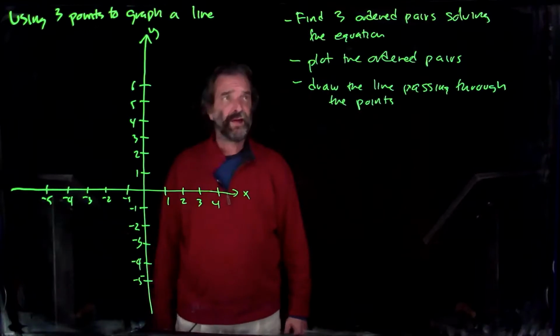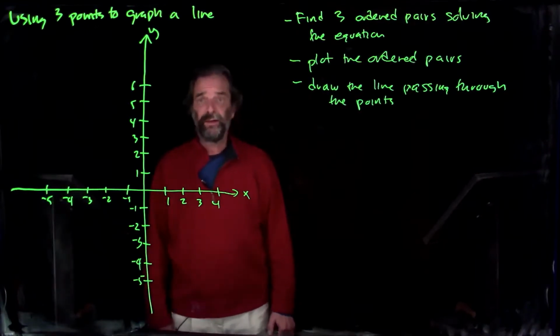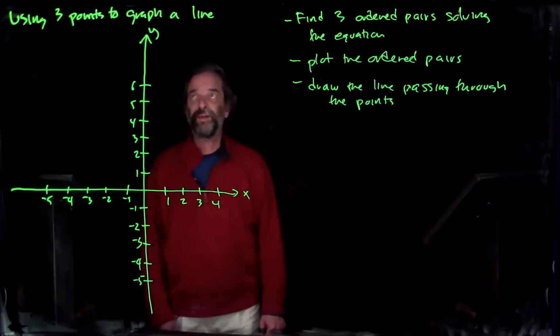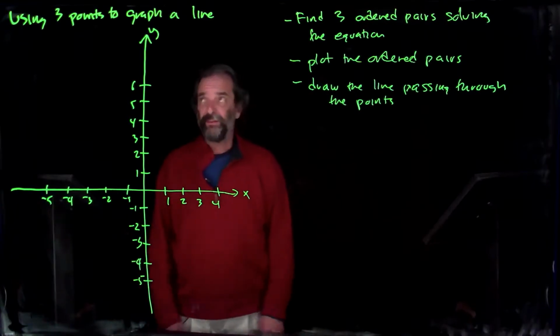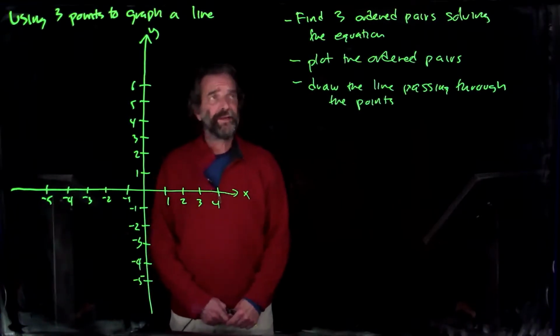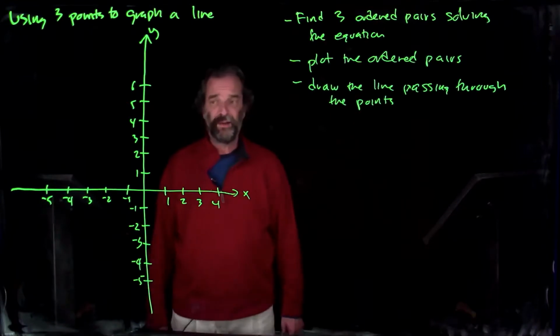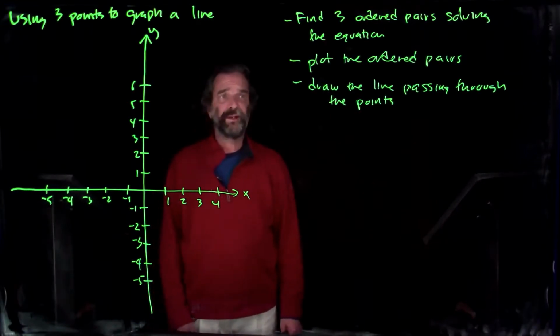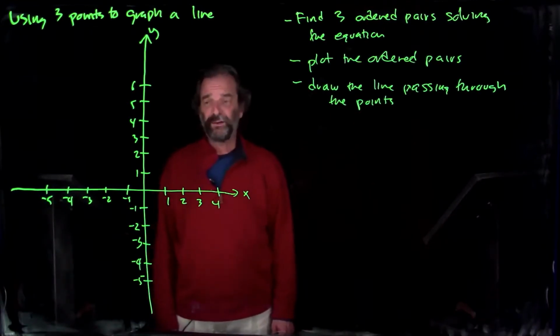Right, so we're going to actually plot some lines now. The method we're using is sometimes called the three-point method. We use 3 points to graph the line. We find 3 ordered pairs solving the equation. We plot the ordered pairs, and then we draw the line passing through the points.